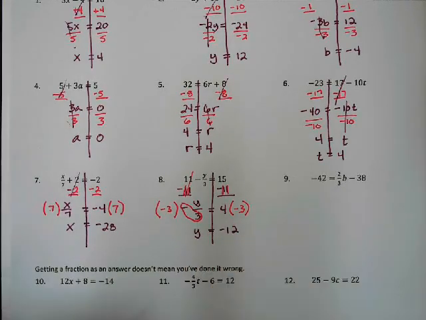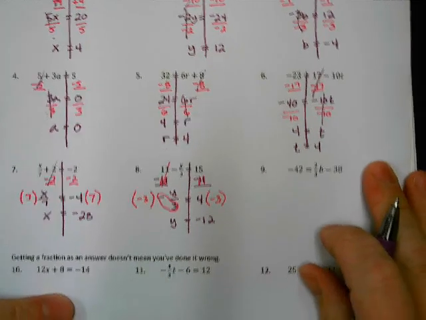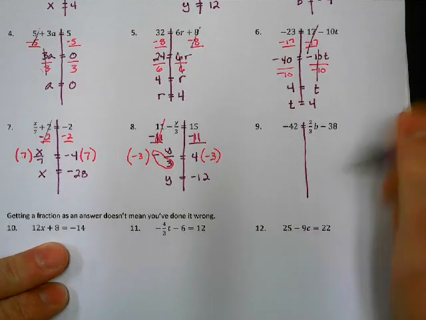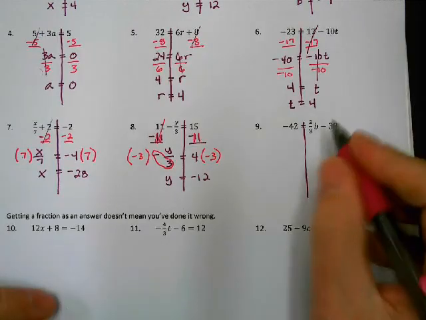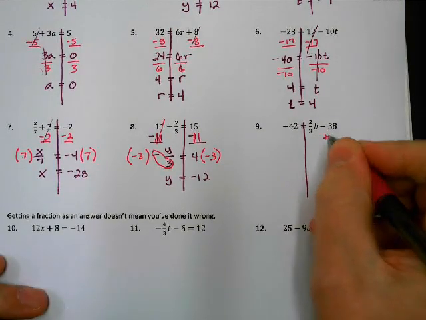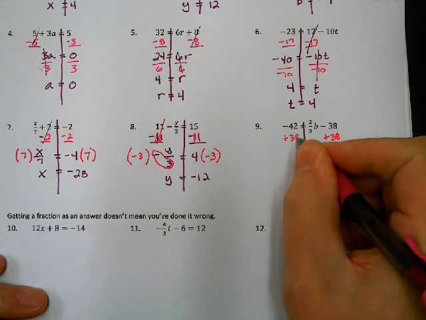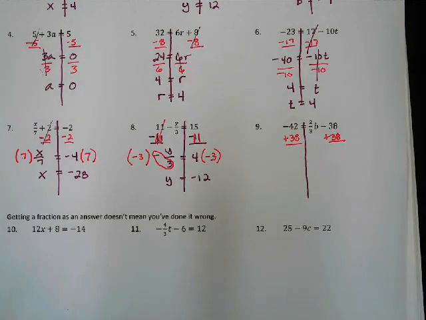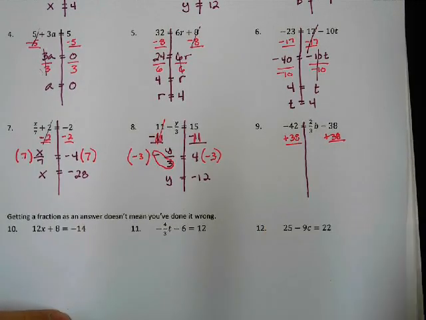Moving on. So I'm going to start by adding 38 to both sides. So inverse operations, add 38. Negative 32 plus 38. One's positive, one's negative, so I'm going to subtract those two numbers and then keep the sign of the bigger number, so it's going to be a negative number. So that becomes negative 4.